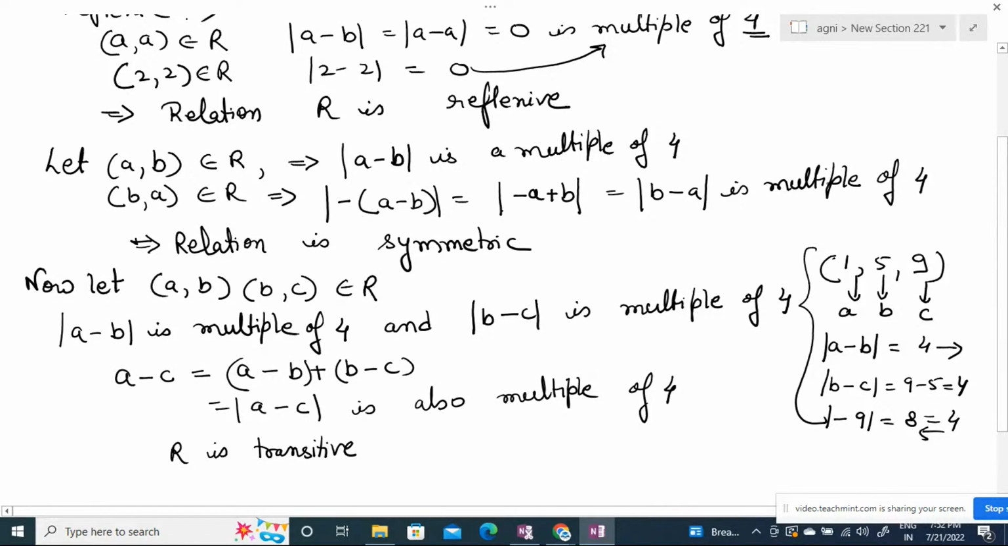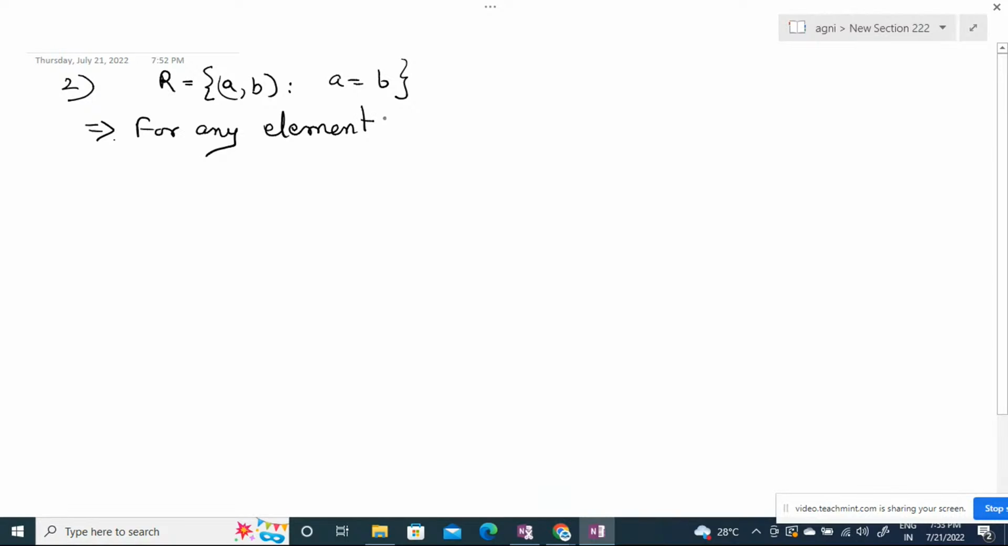Now the next question, the second part of this question. In the second part, the question is like this. The relation is given as the set of ordered pairs A comma B such that A is equal to B, and we have to check whether it is an equivalence relation or not. So for the reflexive it is obvious. For any element A belongs to A, we have A comma A belongs to R. That is, A is equal to A. So we can say that R is reflexive.